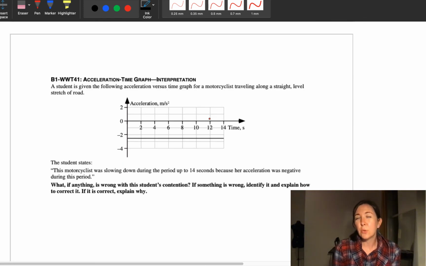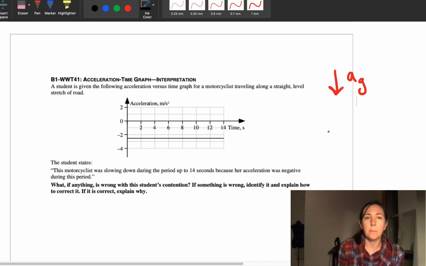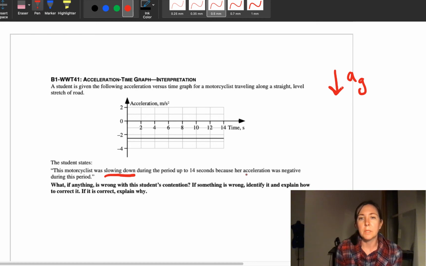This question, when I think of it, reminds me of a ball moving, because this acceleration is constant and negative, just like the acceleration due to gravity is constant and negative. And that will help you answer this question. Is the motorcycle always slowing down because his acceleration is negative? Is that true?